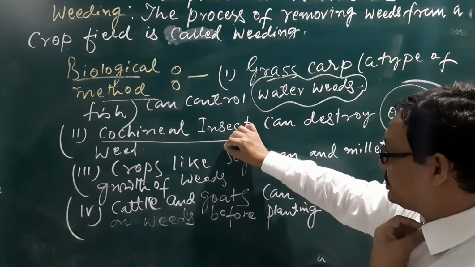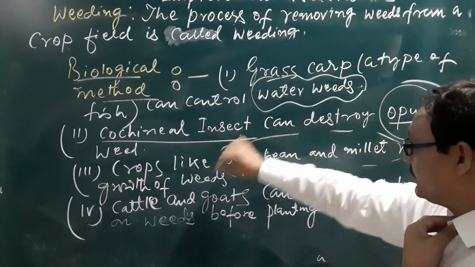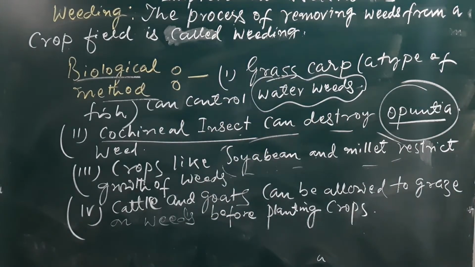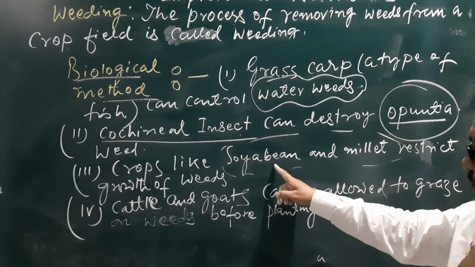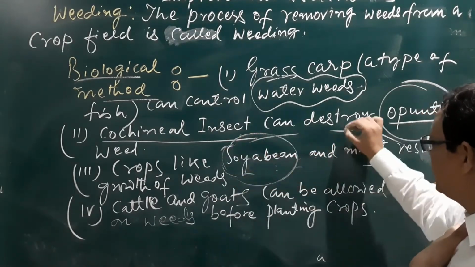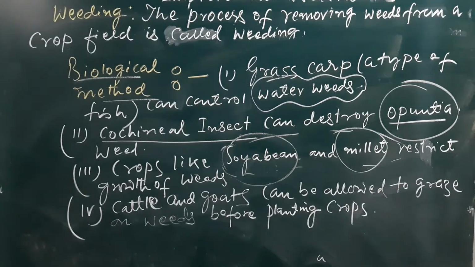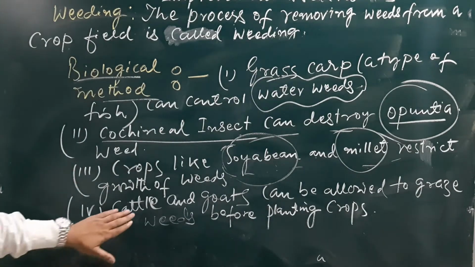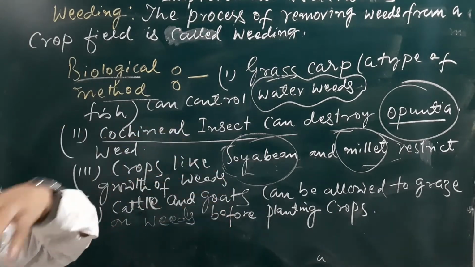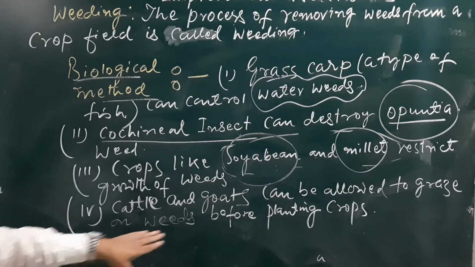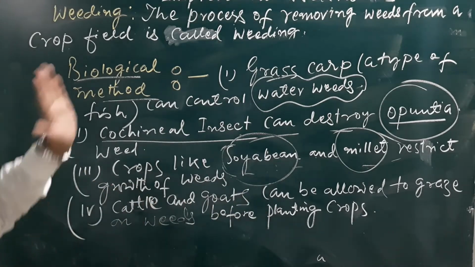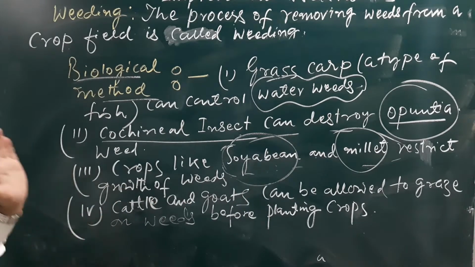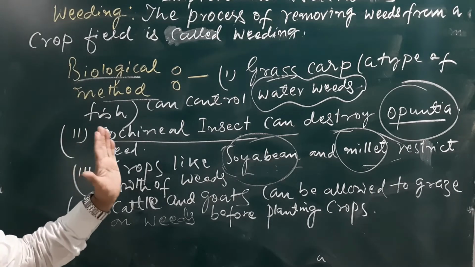Crops in the rotation or in the cropping pattern can also restrict the growth of weeds. Similarly, cattle and goats can be allowed to graze the weeds before planting crops. These are some ways of removing the weeds from the crop fields.